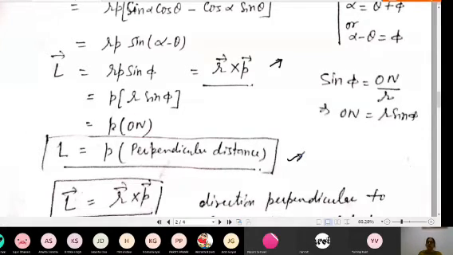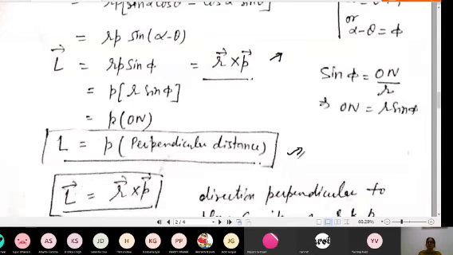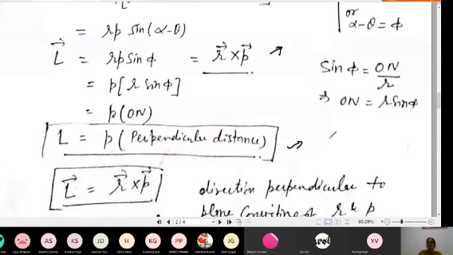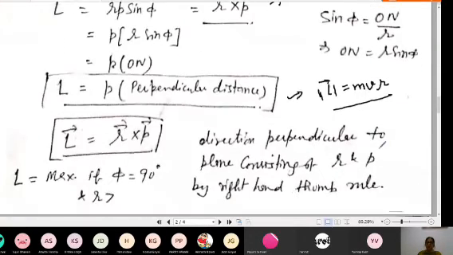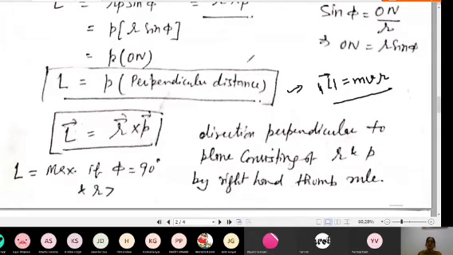So simply, the magnitude of L I can write as mvr. This formula we have used whenever we find the angular momentum of a satellite. So if we want the magnitude of angular momentum, I will simply write mvr. And of course, if phi is 0, that means you are taking it along the radial component, then angular momentum will be 0.